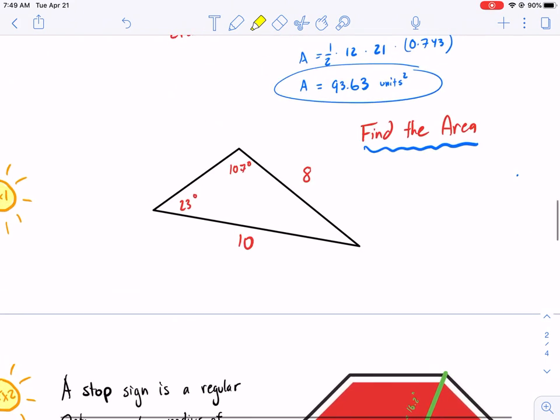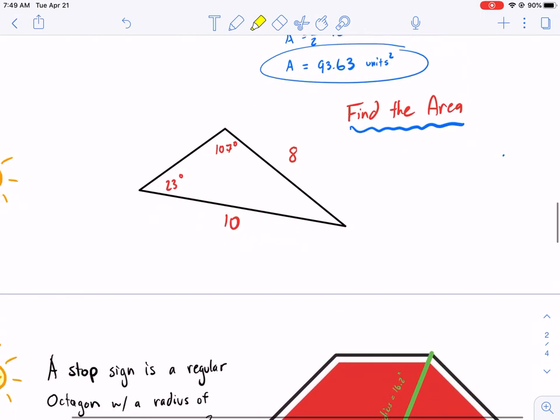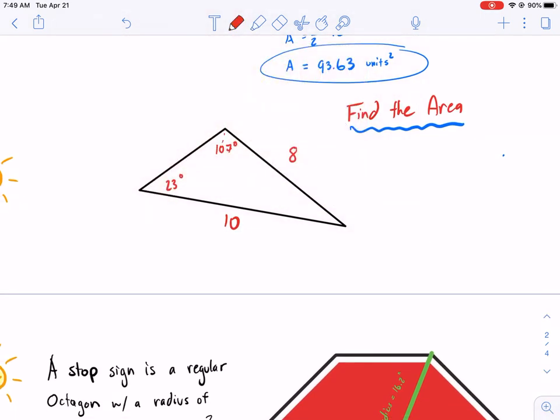Okay, so now we have this new triangle, and it asks to find the area also. Notice how we don't have a height. We're missing a height. Okay, so we're going to have to use some trigonometry here. Now here's the problem. We're given a side, we're given another side, and notice how we don't have the angle in between. So what do we do?